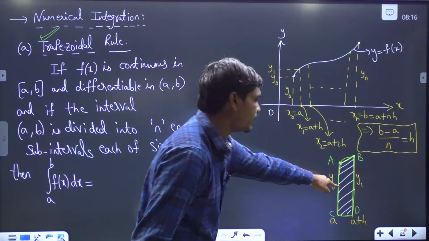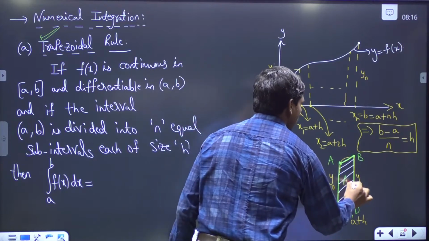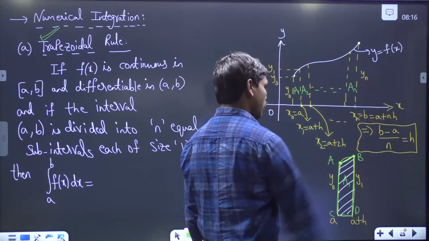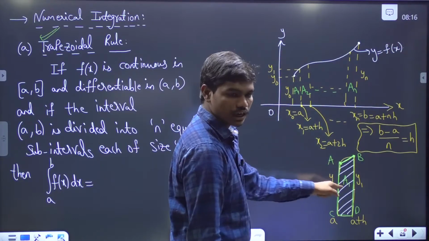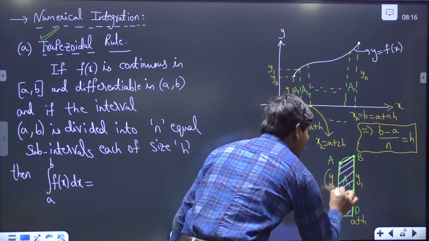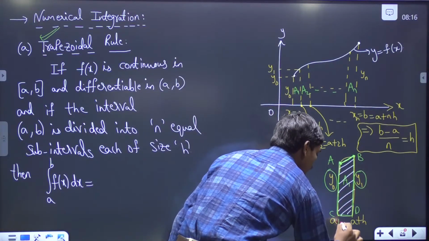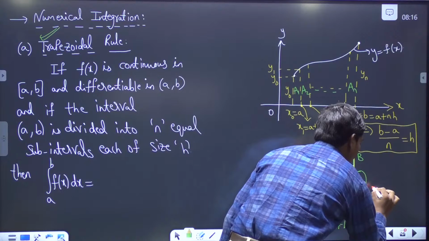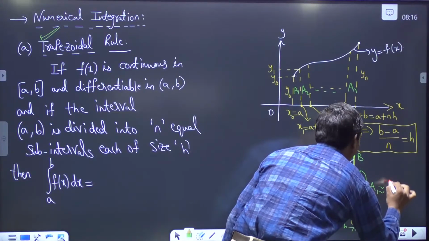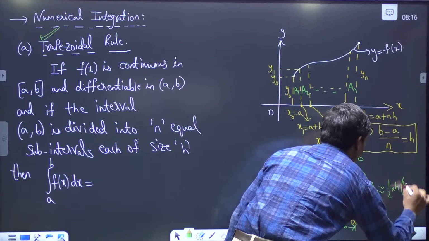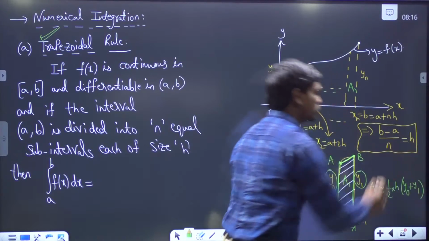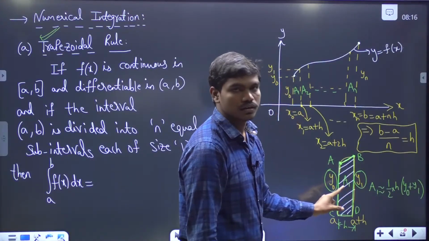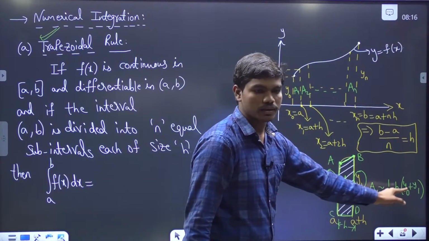Now, if you want to calculate the area of this, if I call this as A1, for example, A1, A2, and so on, An is the area of the nth block. So now, if I want to calculate this area of the trapezium, this length is y0, this length is y1, and the distance between the parallel sides is nothing but the step size, which is h. So what's the area of this trapezium? This area A1 is equal to half into h of y0 plus y1. Correct? Because you know, area of the trapezium is half into distance between the parallel sides into sum of the parallel sides. So half h into y0 plus y1.